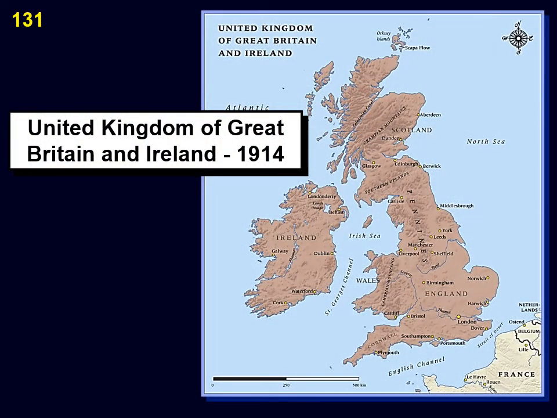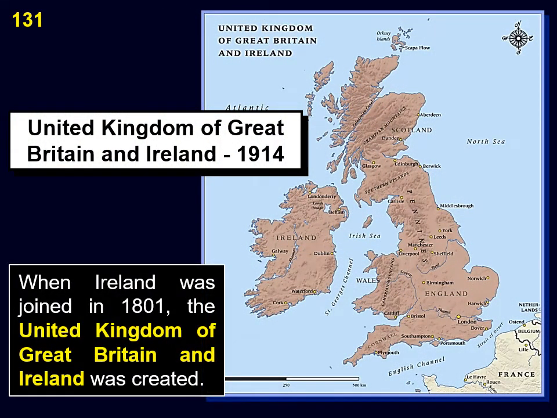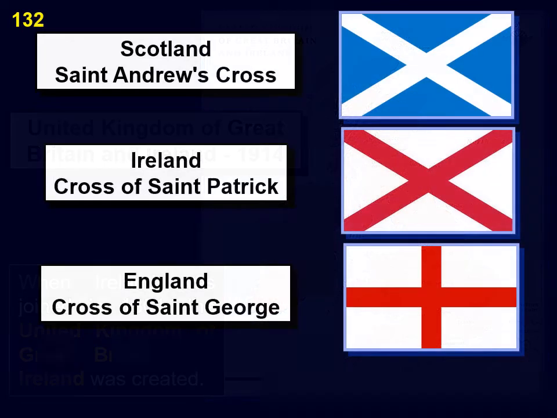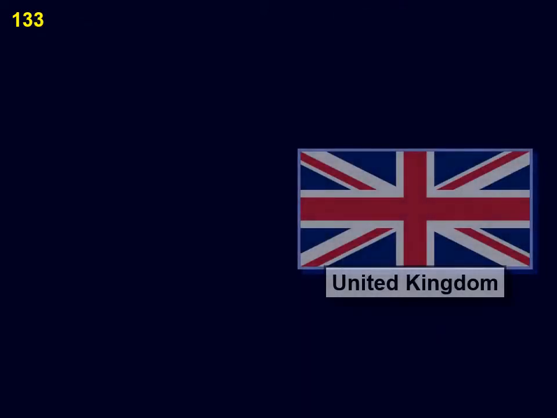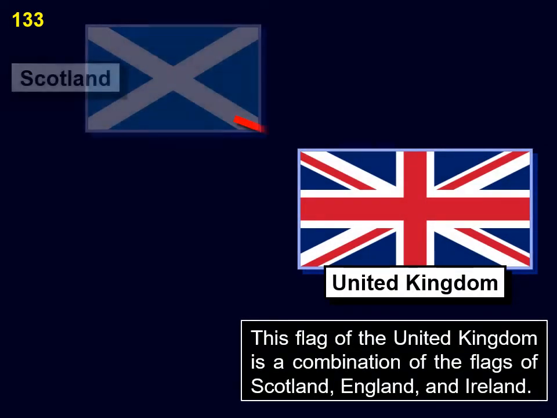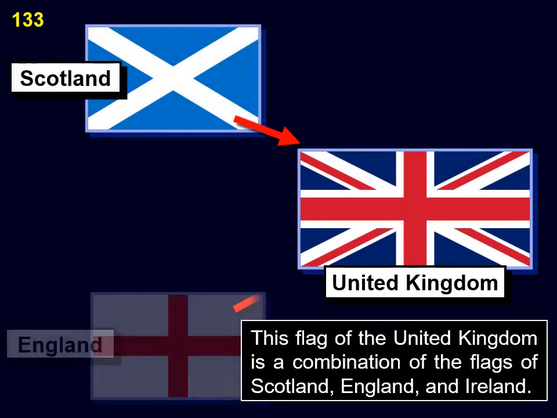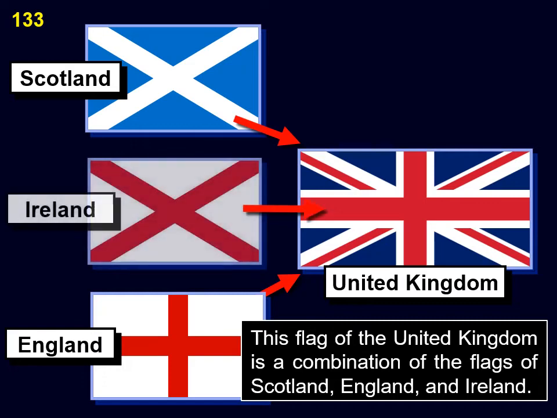When Ireland was joined in 1801, the United Kingdom of Great Britain and Ireland was created. The new flag of the United Kingdom is made up from the flags of Scotland, St. Andrew's Cross; England, the Cross of St. George; and Ireland, the Cross of St. Patrick. This flag of the United Kingdom is a combination of the flags of Scotland, England, and Ireland.